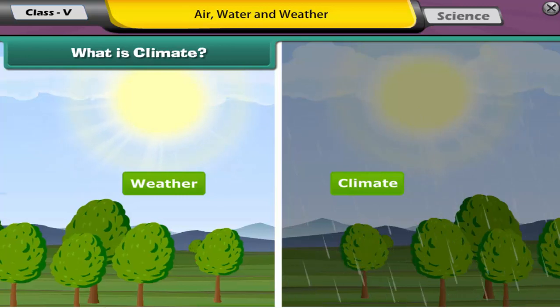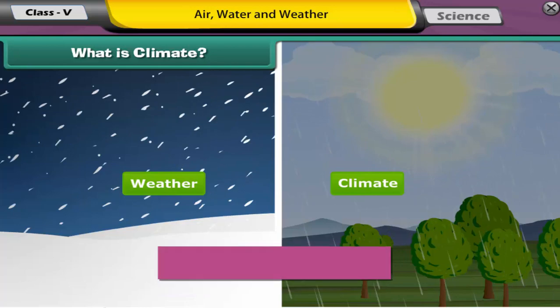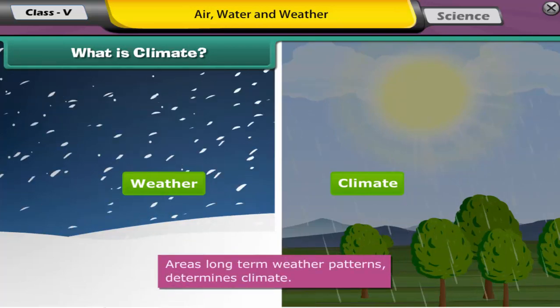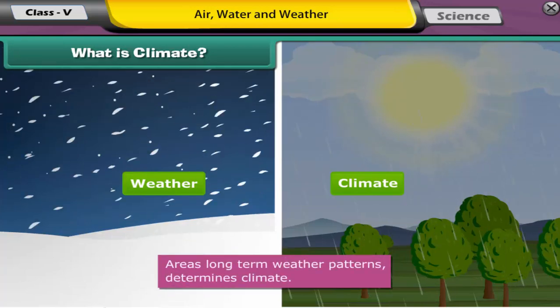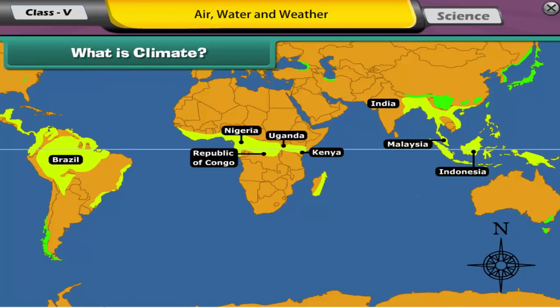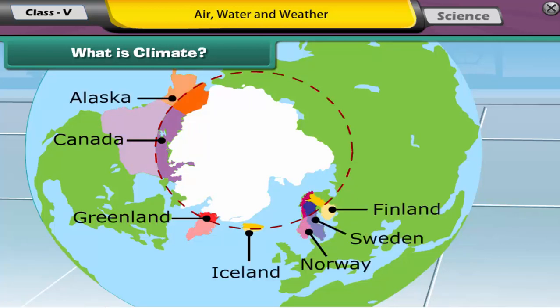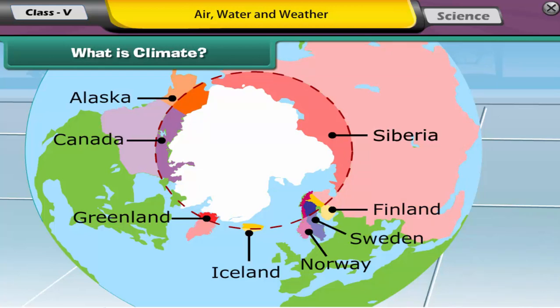Are weather and climate the same? No. An area's long-term weather patterns determine its climate. For example, areas near the equator have a warm climate and the areas near the poles have a much colder climate. So children, now you can easily differentiate weather from climate.